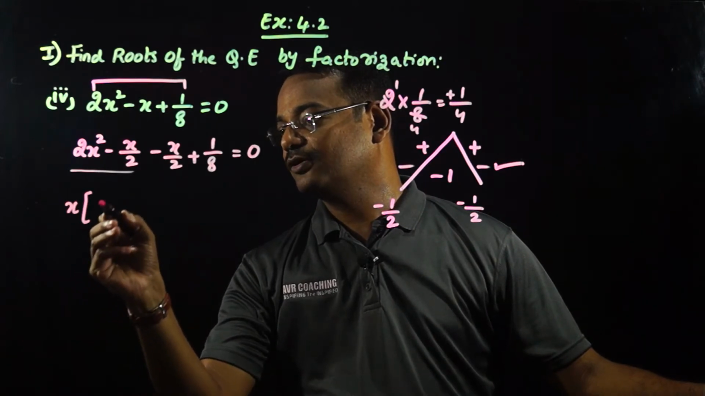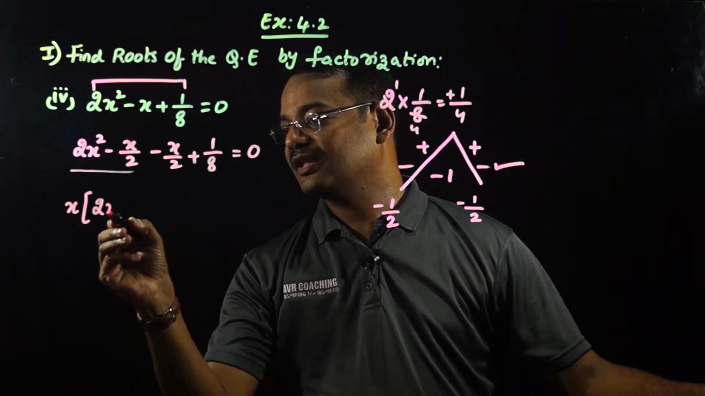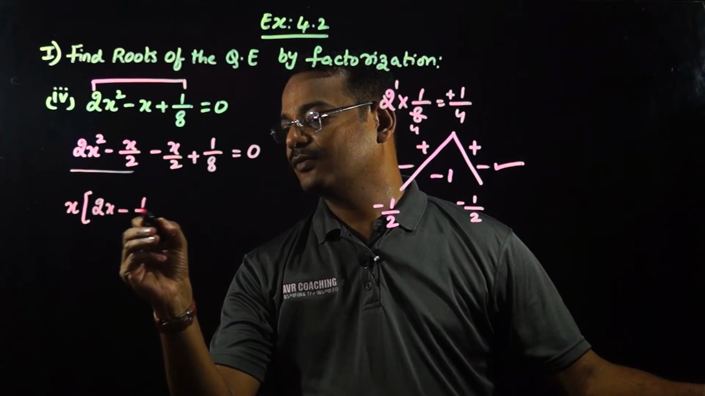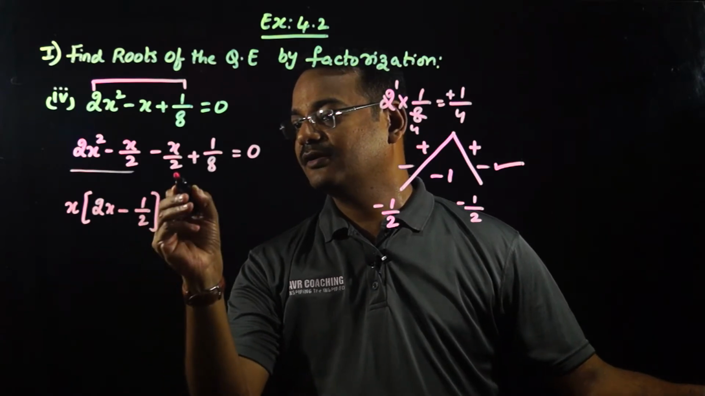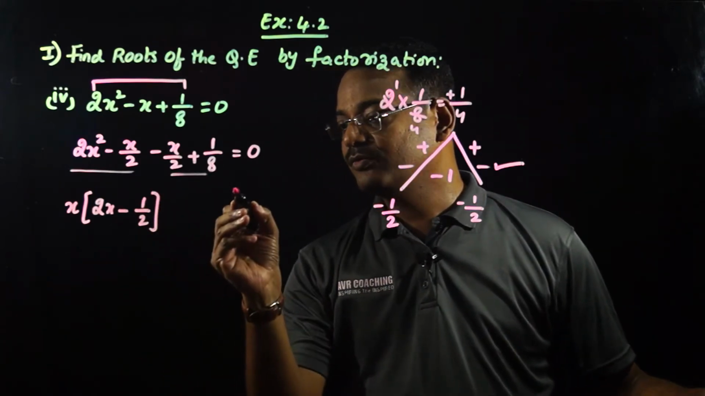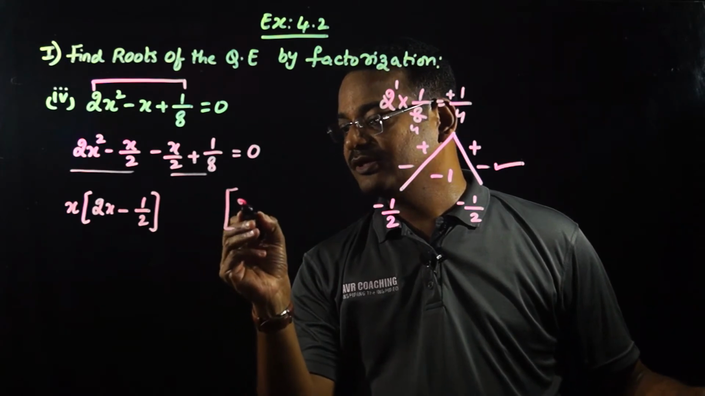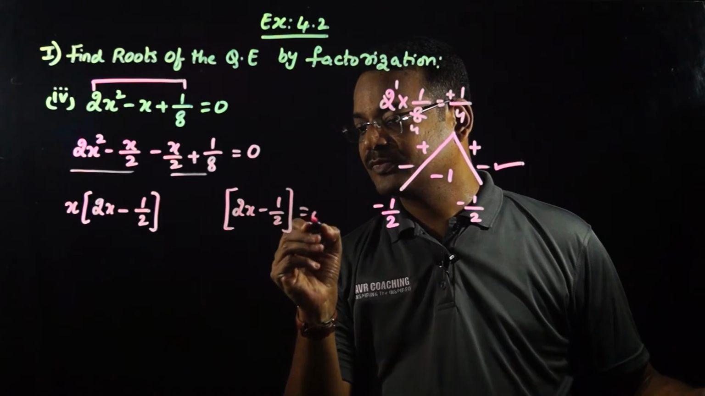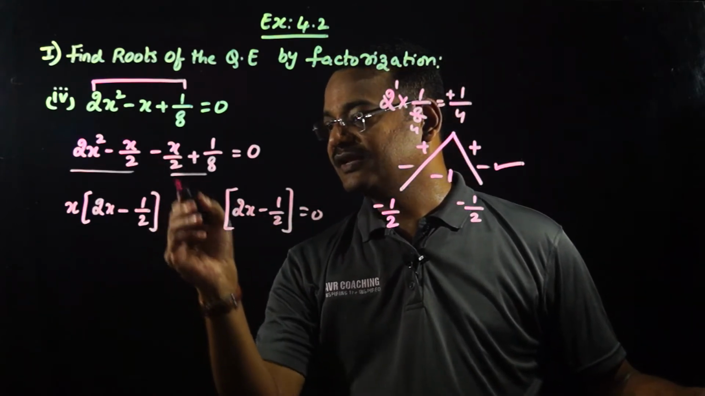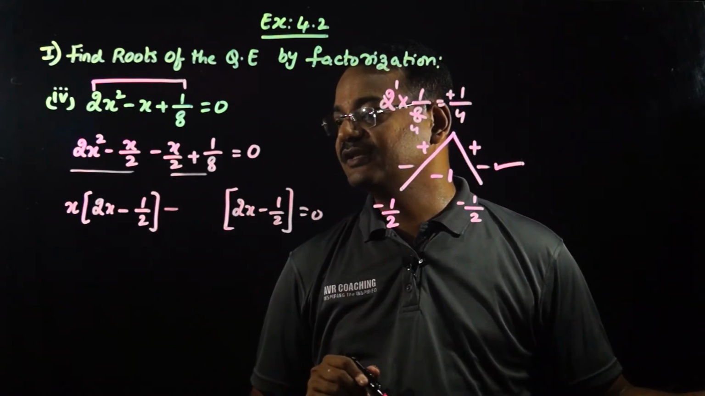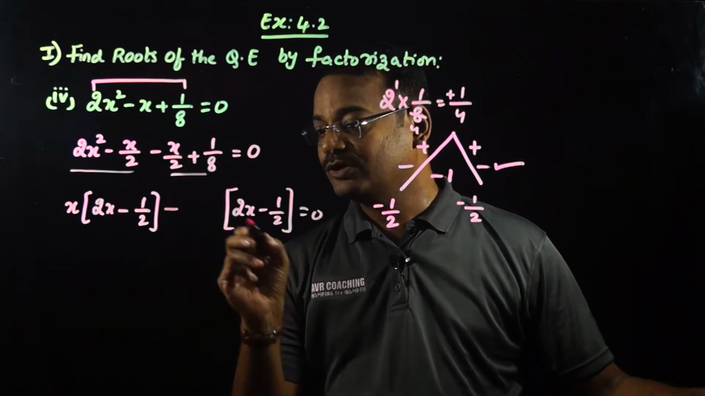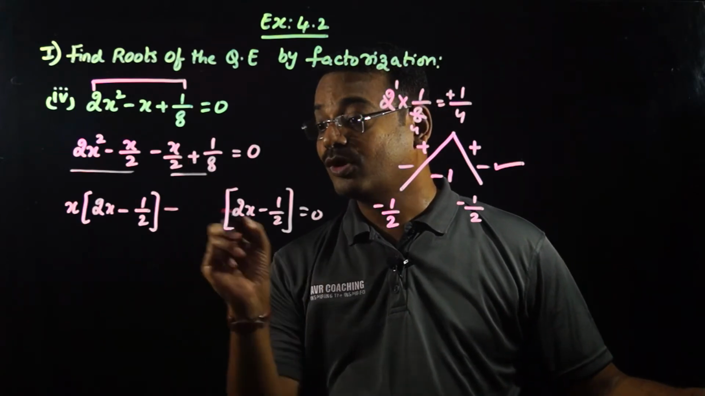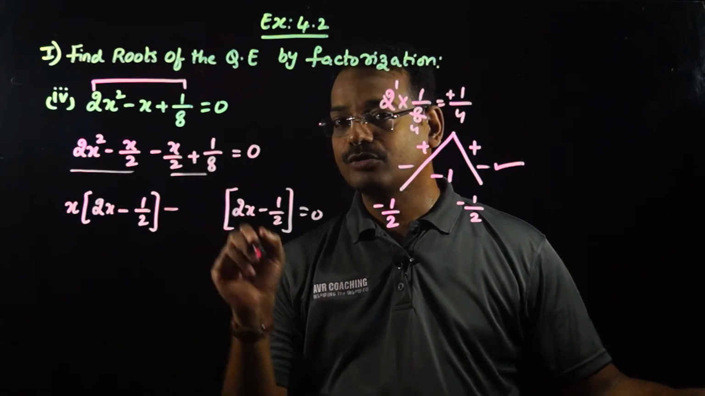So we will write x into 2x minus 1 by 2, and for these two terms we are blindly going to write the terms in the first bracket in the second bracket also. The middle sign is minus, so the minus sign here. Now this is x by 2 and this is 2x. What will be the common factor here? We are not able to decide it.